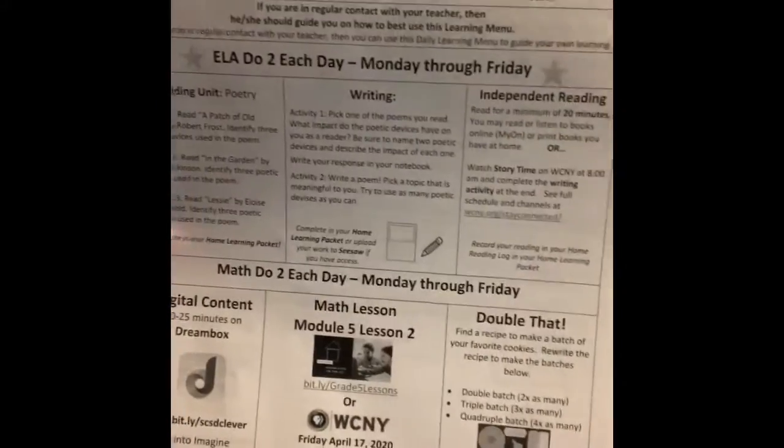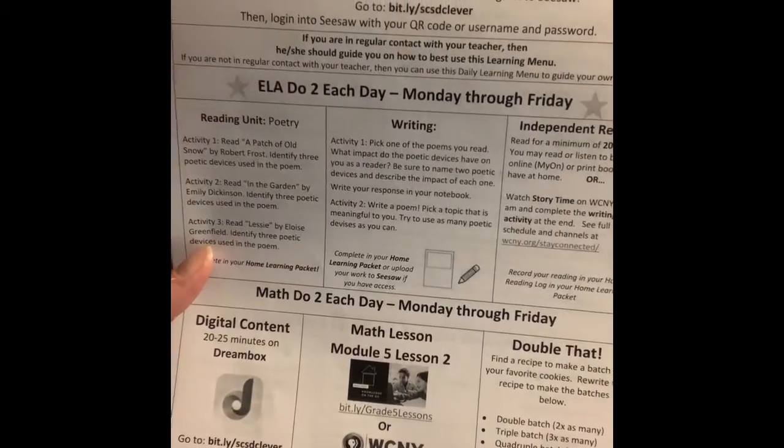So if you got a packet in the mail from the district, and the front page looks like this, it's called a Daily Learning Menu, Grade 5. For ELA, they're focusing on poems. So what I wanted to do is start going through some of the poetic devices. We did learn about them last year, but you need a little refresher.